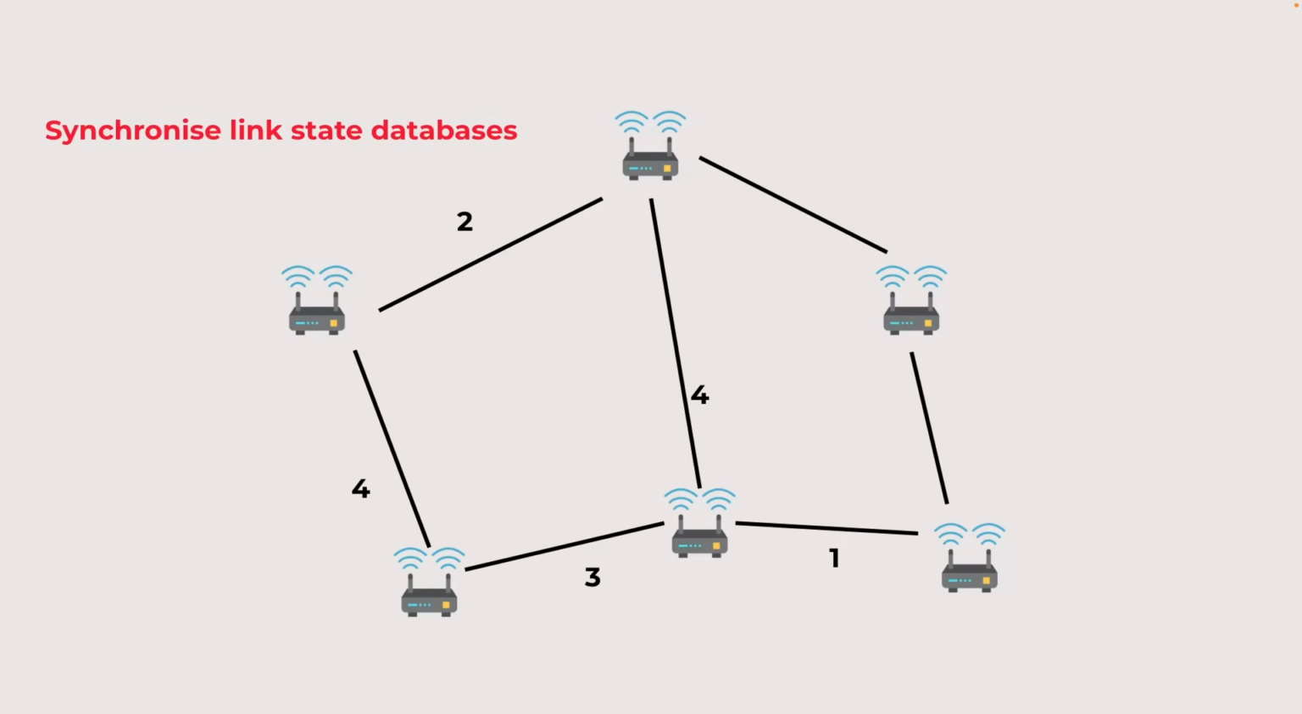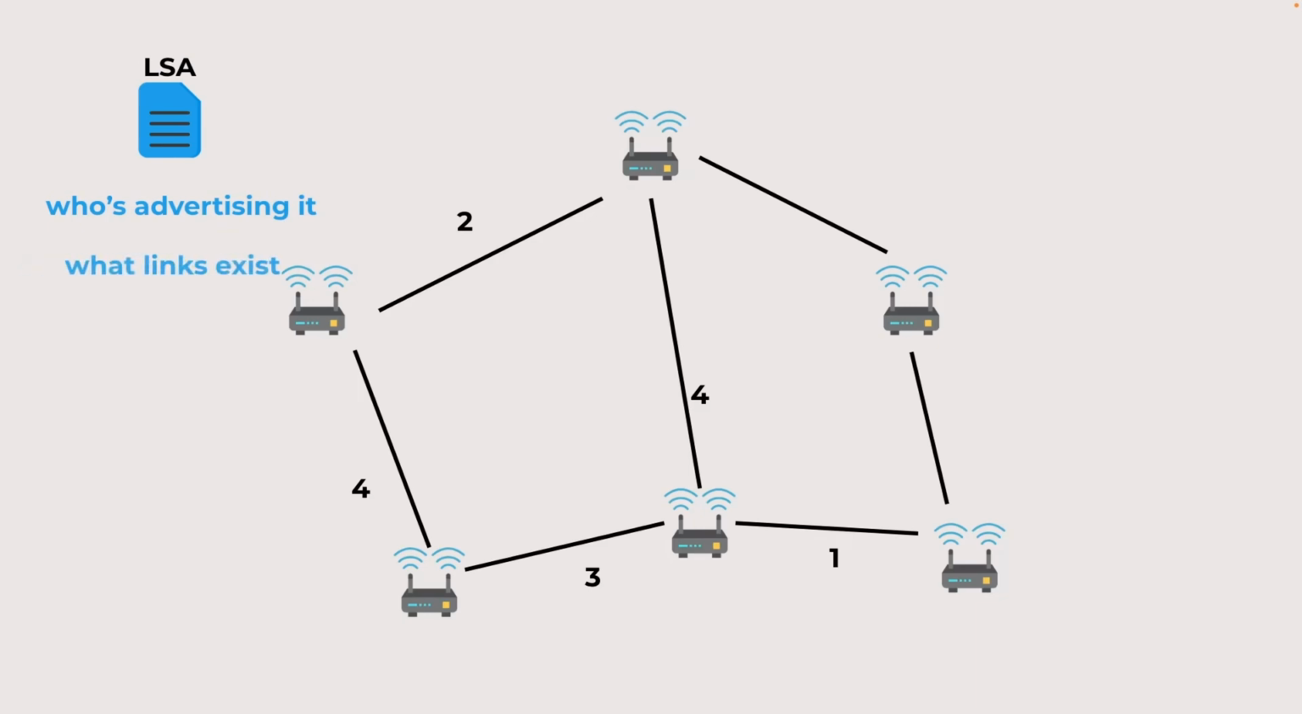The LSDB is basically a collection of LSAs. An LSA includes things like who's advertising it, what links exist, the cost of those links, and version info like age and a sequence number. By synchronizing, the new router learns the existing topology by receiving the LSAs it is missing.